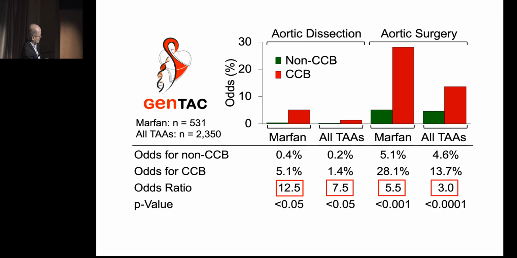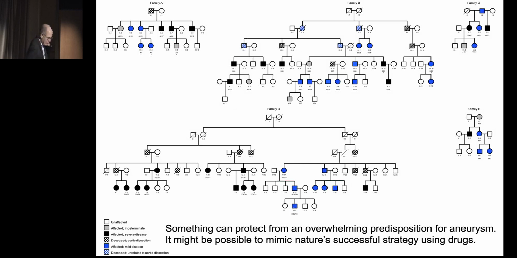As you might expect, folks with Marfan syndrome taking calcium channel blockers also had an increased risk of aortic surgery during the follow-up period. So up until this point, all the work has been very hypothesis constrained.